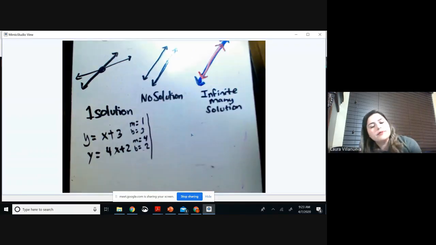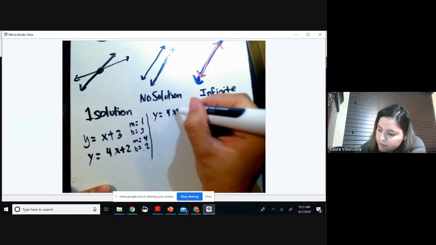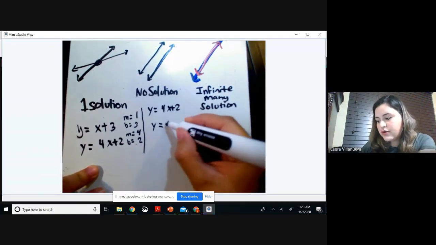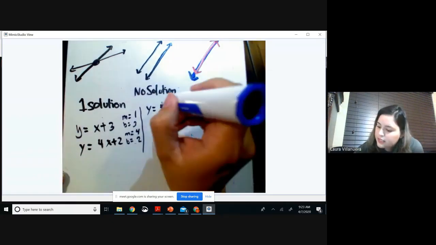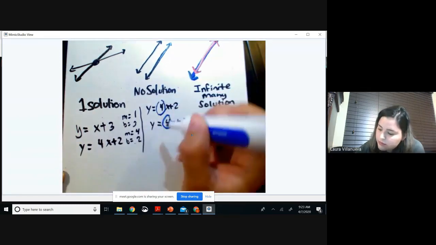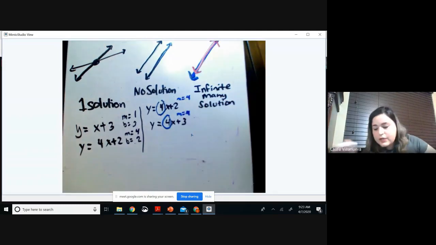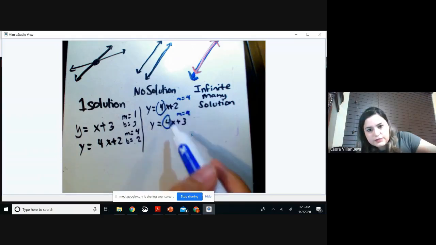In order for a line to be parallel, they need to have the same slope, but different y-intercept. So therefore, if I do y equals 4x plus 2, and then the other one's going to be y equals 4x plus 3. The main idea here is that in order for a line to be parallel, they need to have the same slope. The m for this one is 4. The m for this one is 4. The b, though, is different. They're not the same line. They just have the same slope.